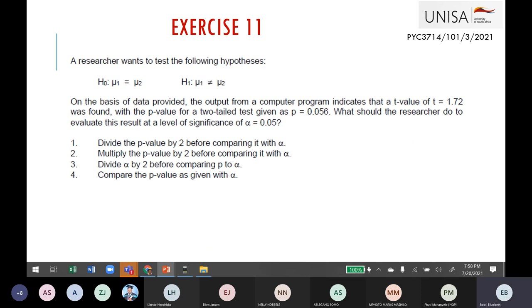Okay. We are left with 2 minutes. Let's see if we can answer this last question. A researcher wants to test the hypothesis, and they gave us the null hypothesis and alternative hypothesis. On the basis of the data provided, the output from a computer program indicates that the t-value is 1.72, found with the p-value of a two-tail test of 0. And I think this is almost the same question as we did before. What should the researcher do to evaluate this result?